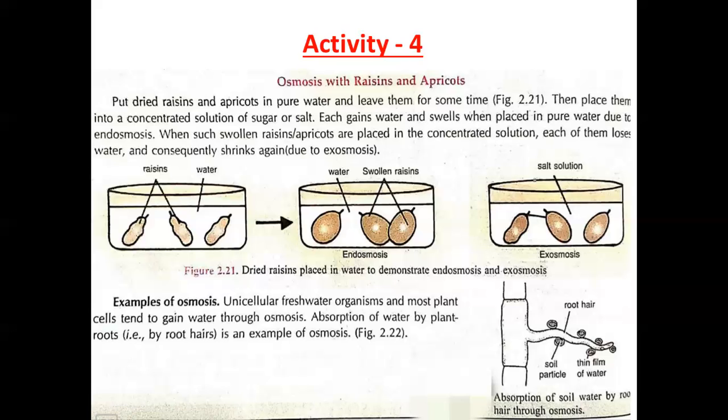Now examples of osmosis: unicellular freshwater organisms. Most plant cells tend to gain water through osmosis. We have already discussed this in class 7th and 8th too. Absorption of water by plant roots, that is the best example, is an example of osmosis. So here you can see in the diagram, this is endosmosis, swells, and this is exosmosis.